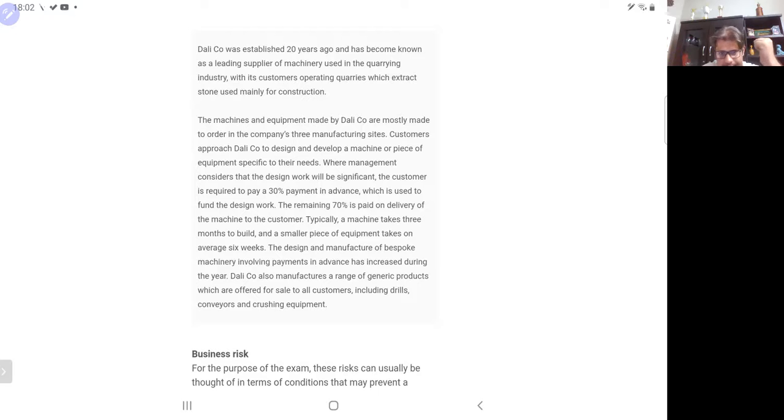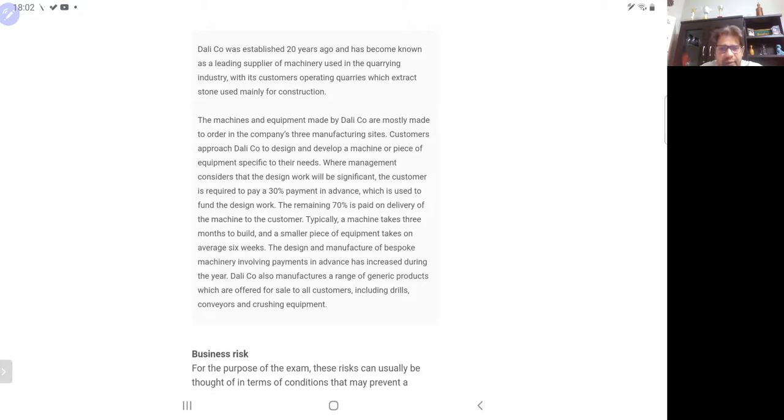Now, machines and equipment made by Delhi company are mostly made to order in the company's three manufacturing sites. Customers approach Delhi to design and develop a machine or piece of equipment specific to their needs, where management considers that design work will be significant, and the customer is required to pay 30% payment in advance, which is used to fund the design work. The remaining 70% is paid on delivery of the machinery to the customer. Typically, machinery takes 3 months to build, and a smaller piece of equipment takes on average 6 months.